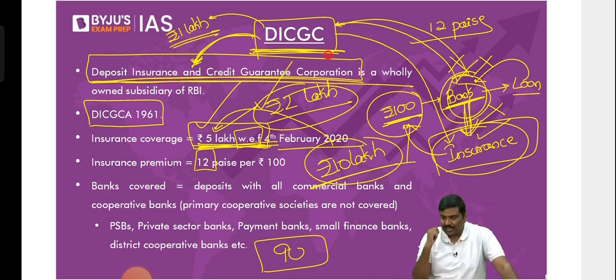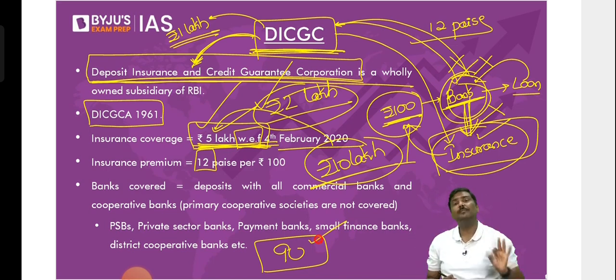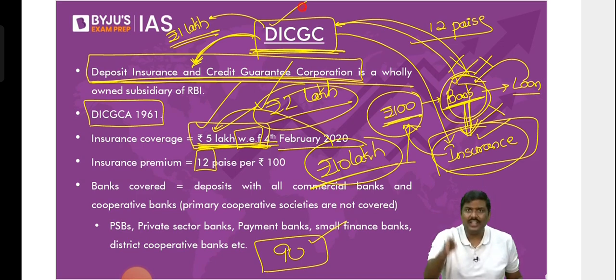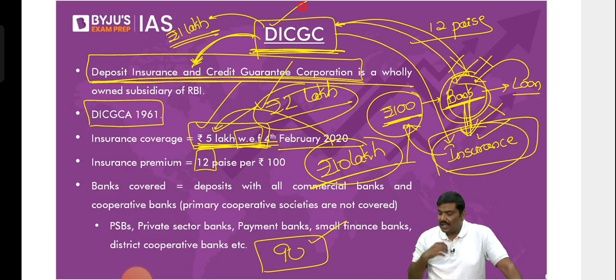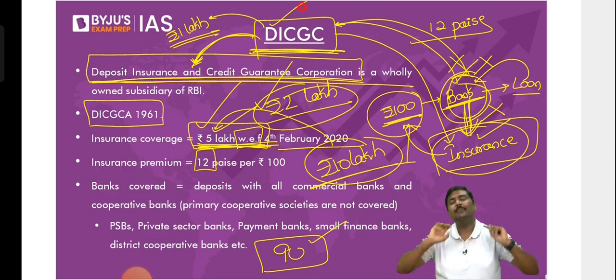I'll repeat the statement here. The Government of India now says, from the date of reporting to RBI about the failure of the bank, in the next 90 days itself, DICGC is supposed to provide the insurance money to the depositors. Why is this important? Until now, this guideline was not there. DICGC used to take months together, years together to give the deposit amount back to customers.